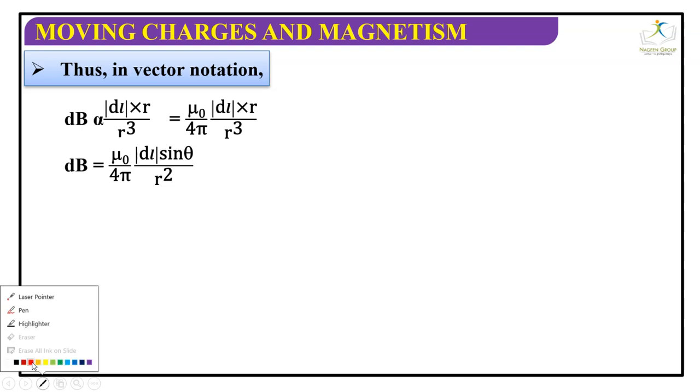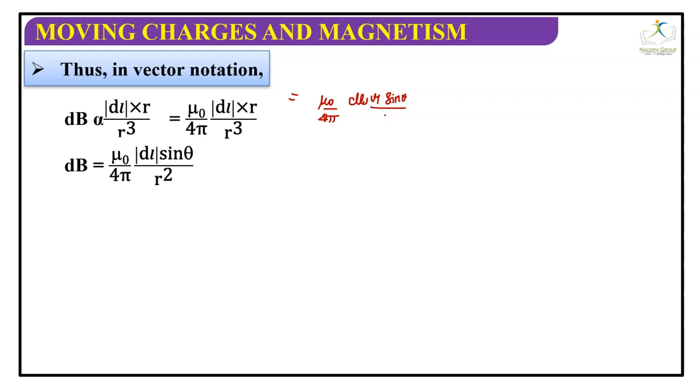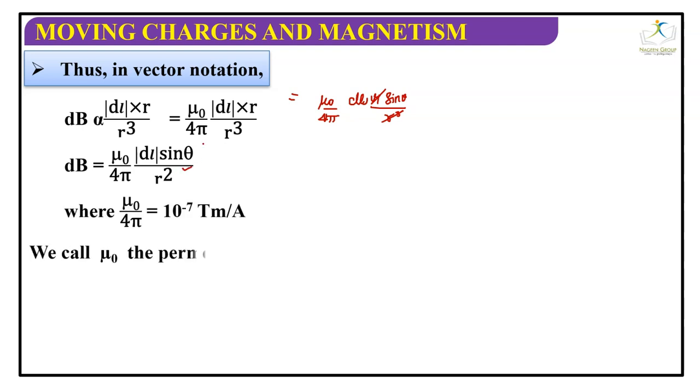Because we know the value mu naught by 4 pi, this becomes dl r sine theta divided by r cube. We can divide this r by that r, and this formula comes out. Mu naught by 4 pi gives a value 10 to the power minus 7 Tesla meter per ampere. We call mu naught the permeability of free space.